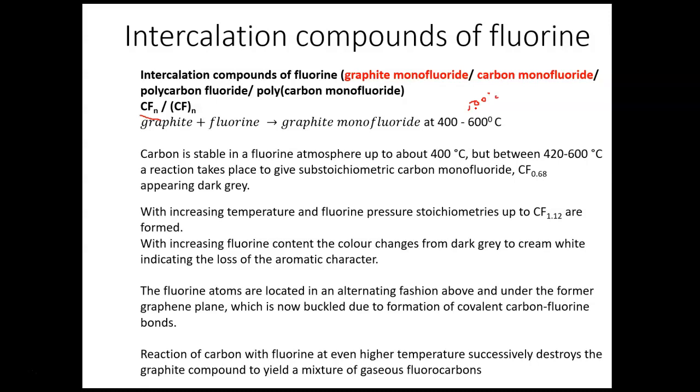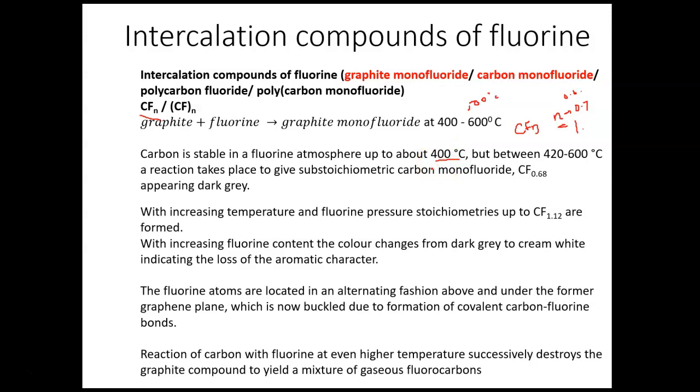So this composition, if you write it as CFn, this n can be between 0.7 to 1 or 0.6 to 1. This much variation is possible for the n value when you intercalate graphite with fluorine. So carbon is stable in a fluorine atmosphere up to 400 degrees Celsius.